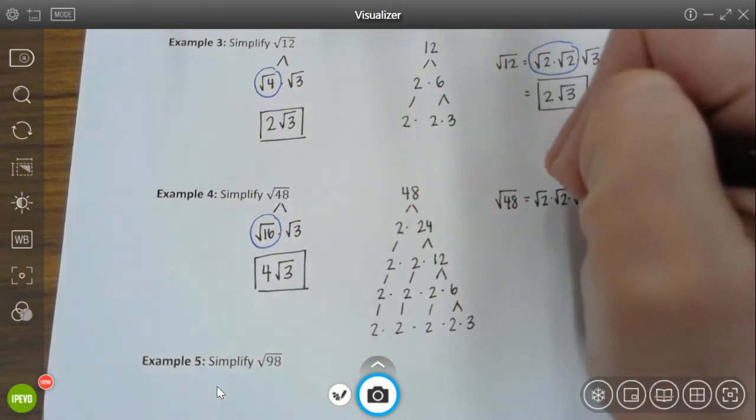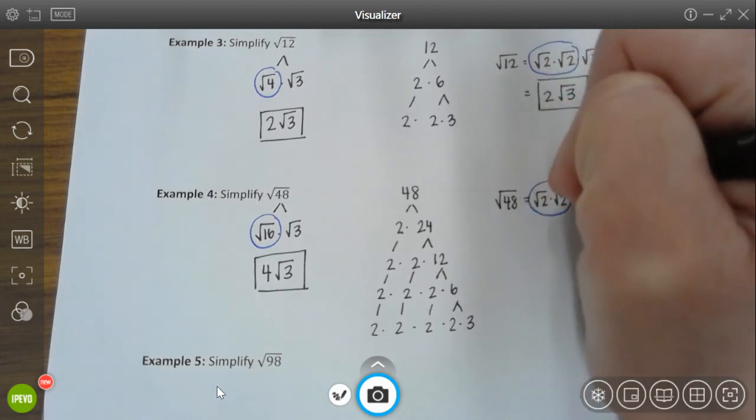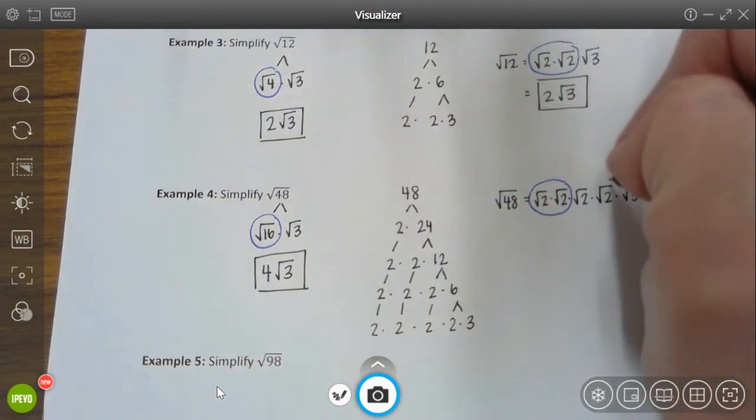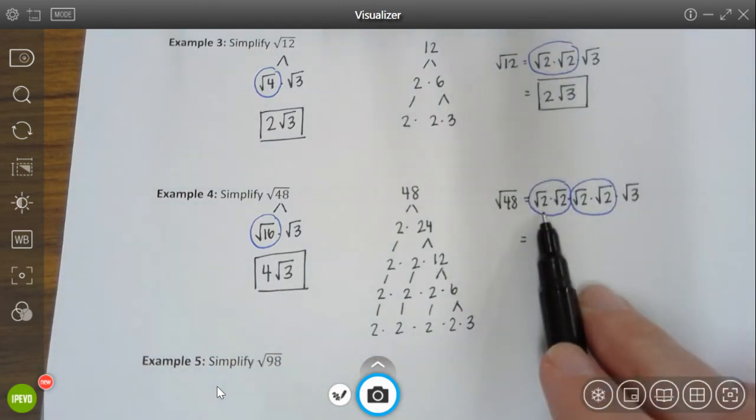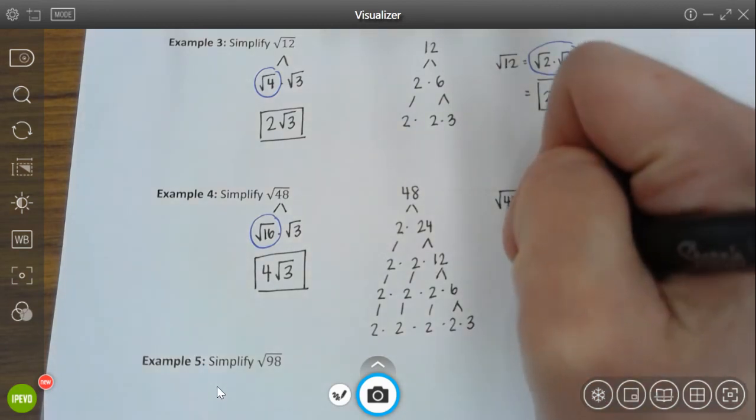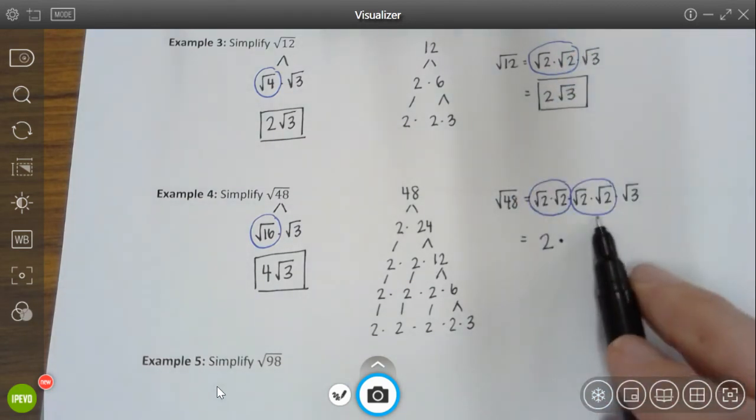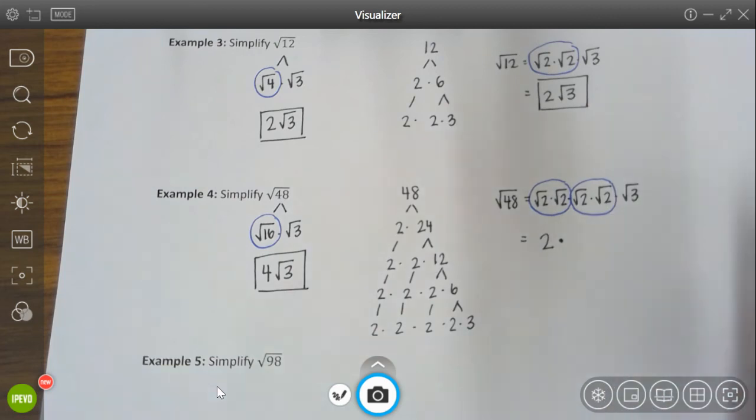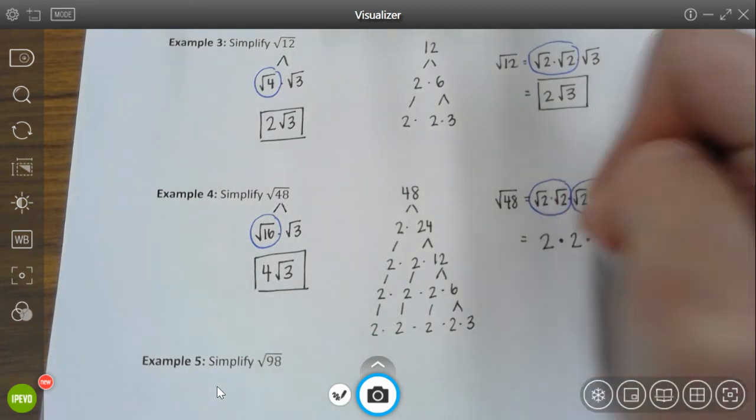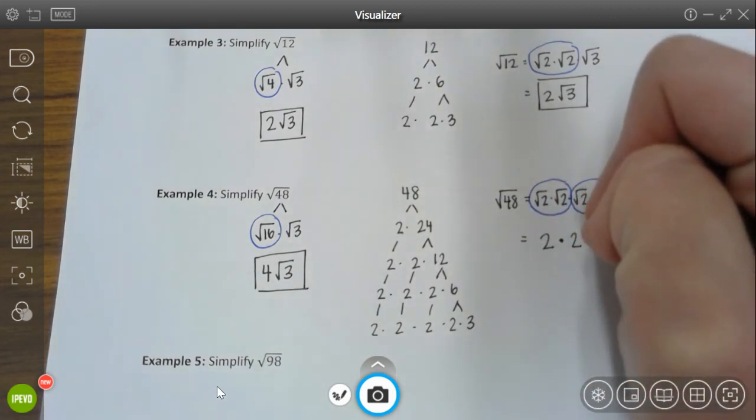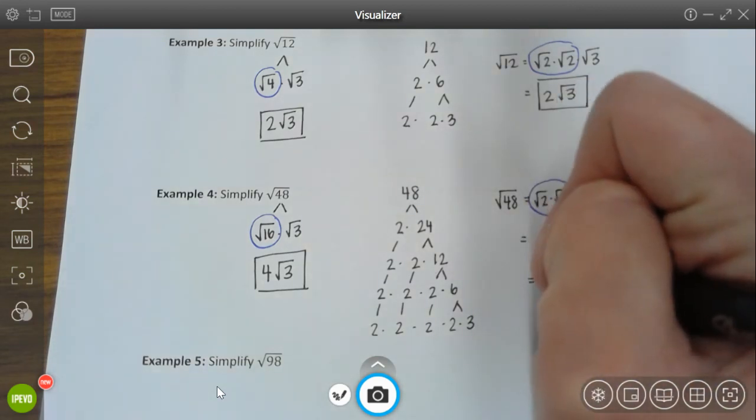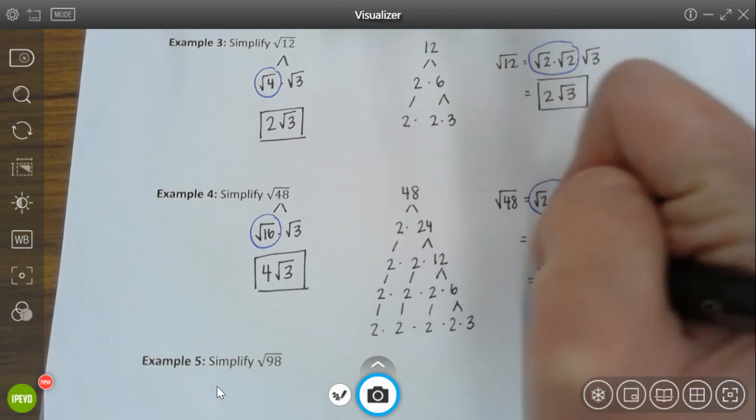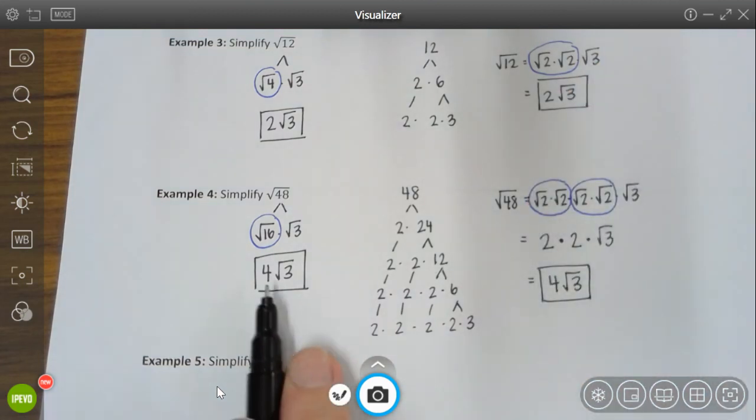And here, we're going to actually have multiple pairs. So I have one pair of the square root of 2's, but I also have another pair of square roots of 2's. So the first pair of square roots of 2's being multiplied together is going to be 2. Multiply that by the second pair of square roots of 2's being multiplied together, which is going to give me another 2. And then I can pull down that square root of 3 on the outside and then just clean this up by multiplying those together. It's going to give me 4 times the square root of 3. Which is exactly the same as what I got over here.